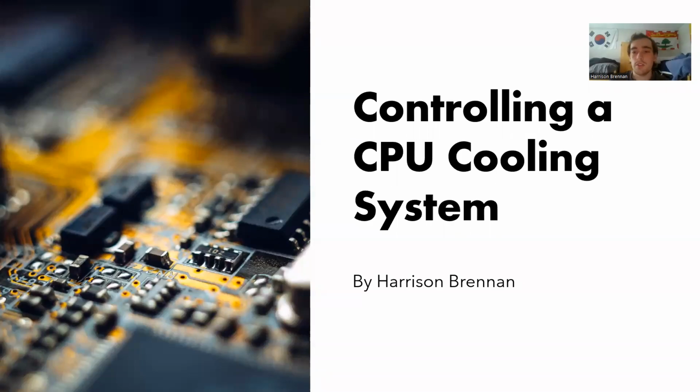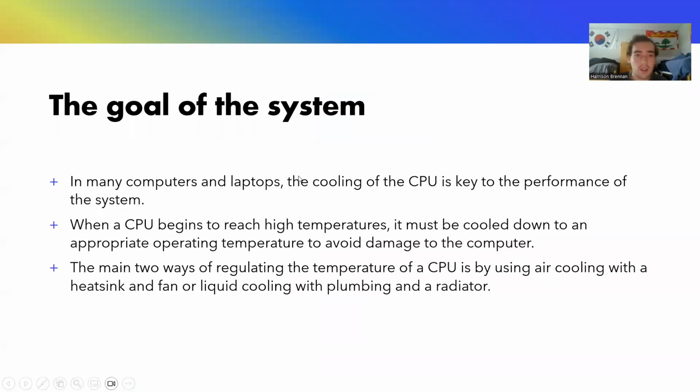So this is controlling a CPU cooling system with a control system. The goal of the system is to basically maintain the temperature at a safe temperature for the system. And this is done by the temperature increasing by the power input of the CPU and the power consumed. It is controlled using the fan speeds that push the air through the cooler.